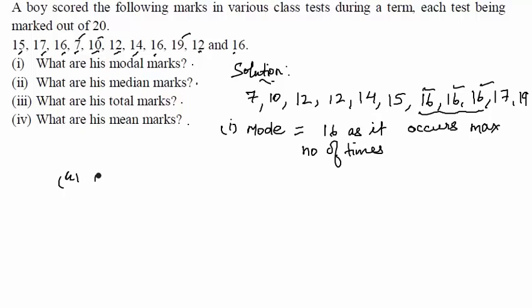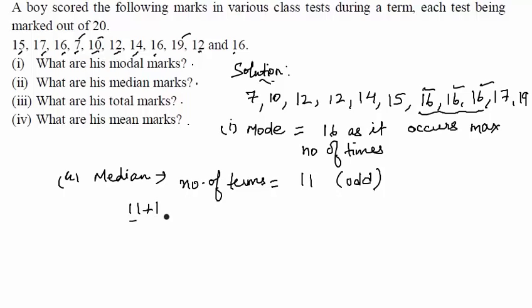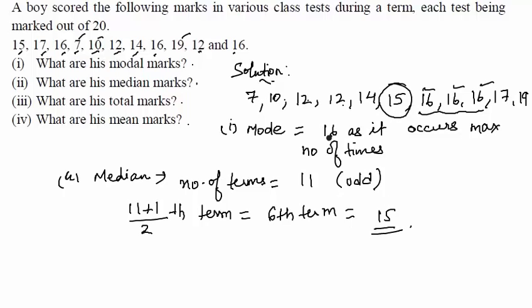Next is the median. We need to find the median. So for median we calculate the number of terms. Here the number of terms is 11. When the number of terms is odd, the median is equal to the (n plus 1) by 2th term. So (11 plus 1) by 2th term will be the median. So that is the 6th term. The 6th term is 1, 2, 3, 4, 5, 6. So 15 is the median. Okay. So here 16 is the mode, 15 is the median.